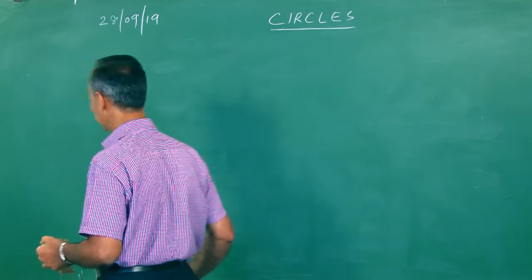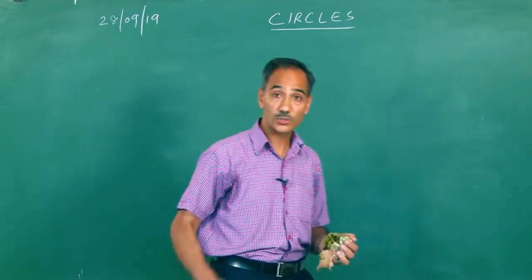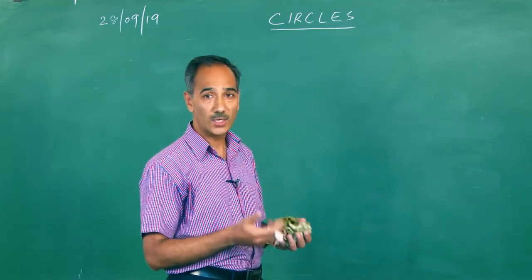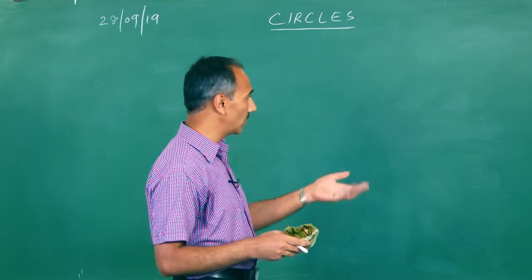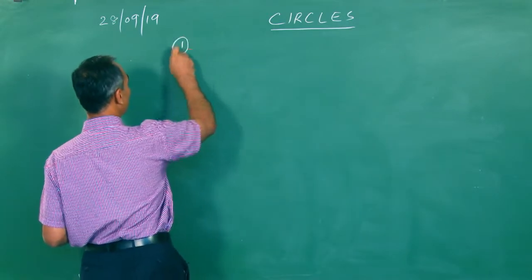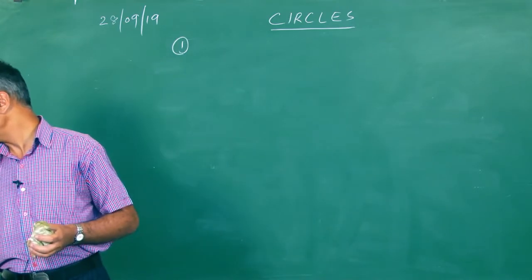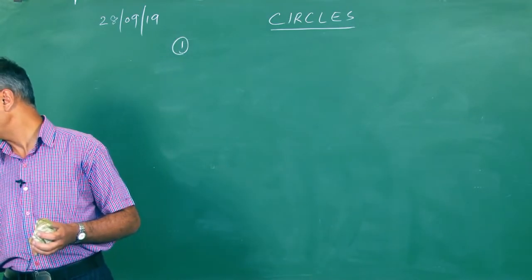Now, first question. My next lesson objective is to apply the knowledge that we have learned to geometrical problems. This is the second lesson objective. Let me take a question regarding this. It says that from a point P 10 centimeters away from the center of a circle.